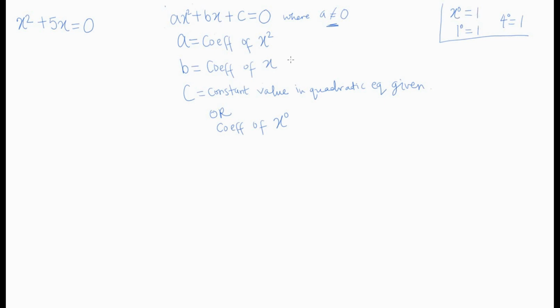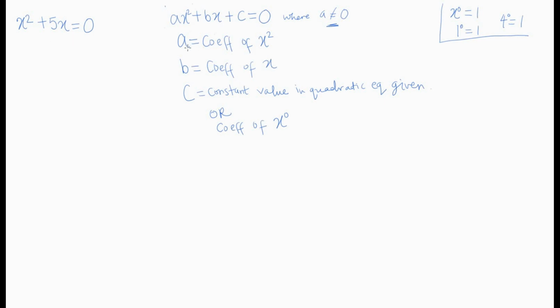1 times a constant is always going to give you a constant. That is the reason why here we just have c instead of c times x raised to the 0, because we know x to the 0 equals 1. So now we start the process of solving the equation.